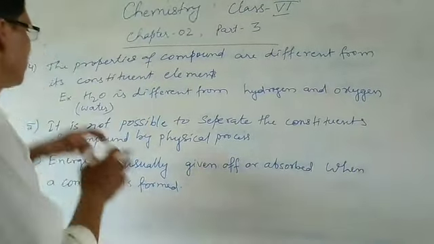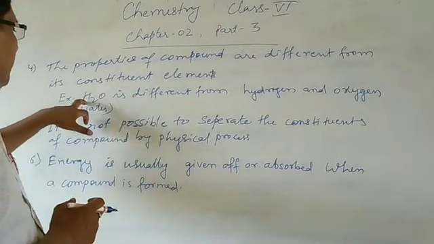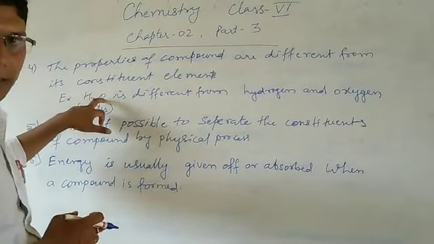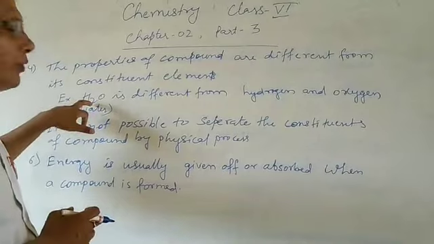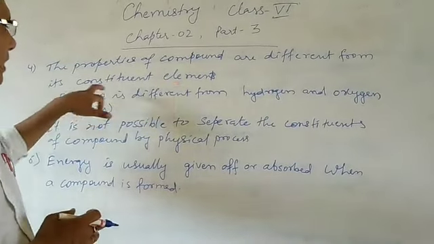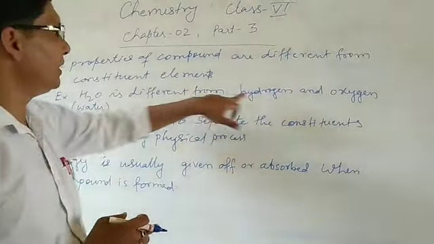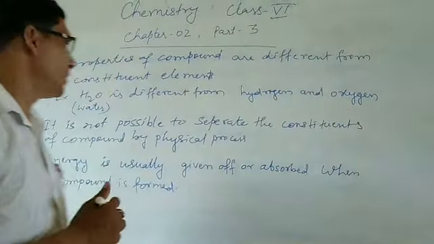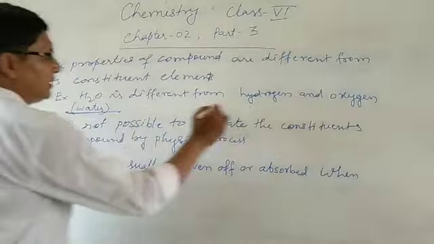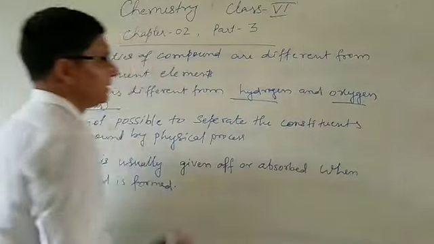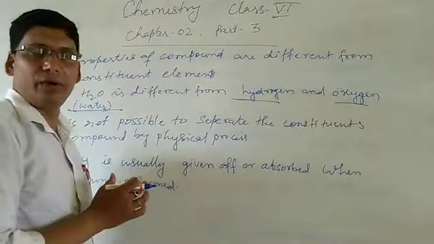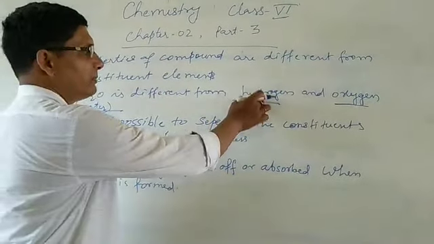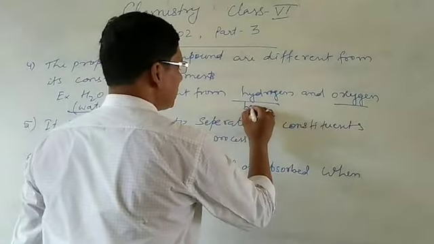For example, I told you water. It consists of H2O, hydrogen and oxygen. This is the formula of water. It has been formed by hydrogen and oxygen. Now if you compare the properties of this water, this hydrogen and oxygen, what do we see? Hydrogen is an inflammable gas. It can catch fire, it can burn. Hydrogen burns.